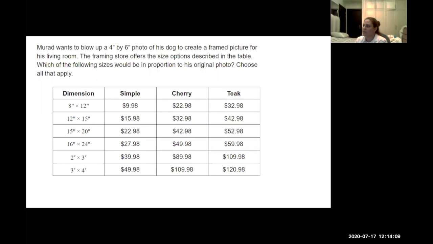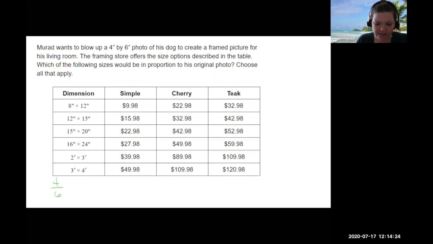Whenever they are asking for proportion, it means we have to find the equivalent fraction. When things are in proportion, they form equivalent fractions. So 4/6 is in proportion to 8/12. These two things are equivalent fractions. Whereas 4/6 is not equivalent to 12/15, so these things are not in proportion.